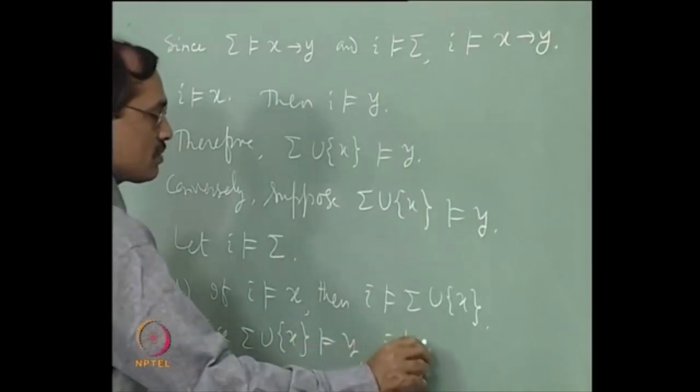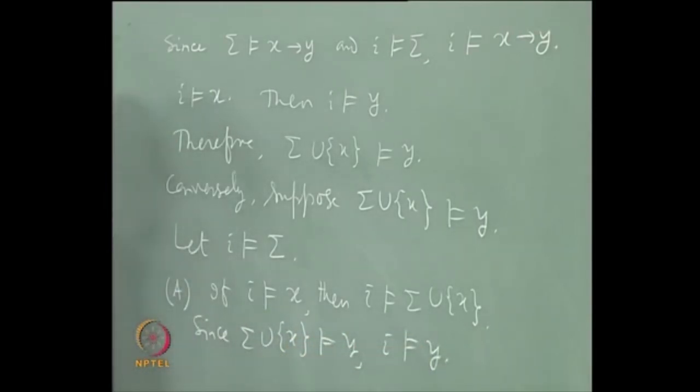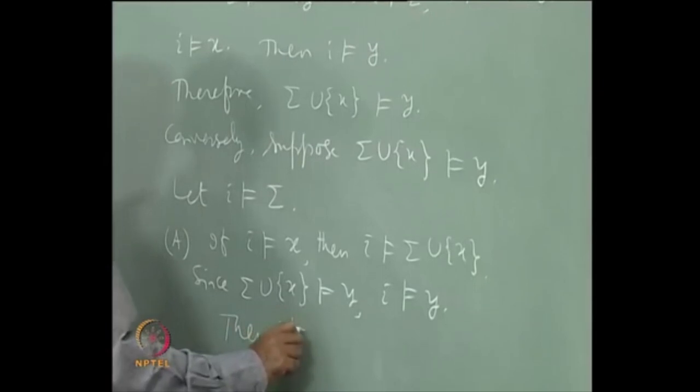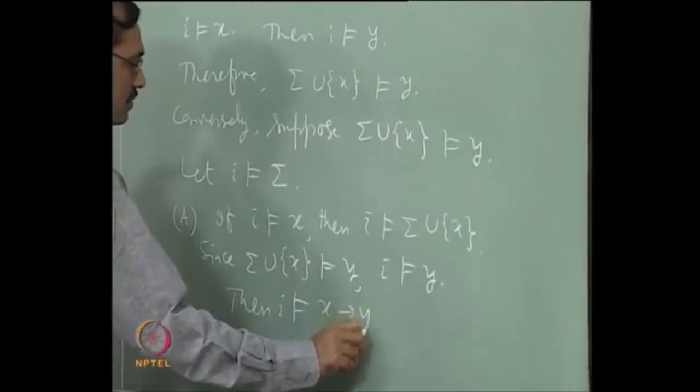I has to be a model of y, right? So I of y equal to 1. If I of y equal to 1, I of x implies y equal to 1. That is what we have seen earlier, right? So then I is also a model of x implies y.